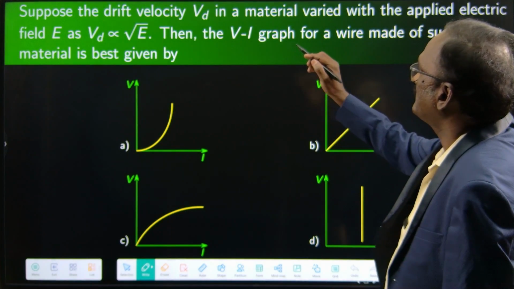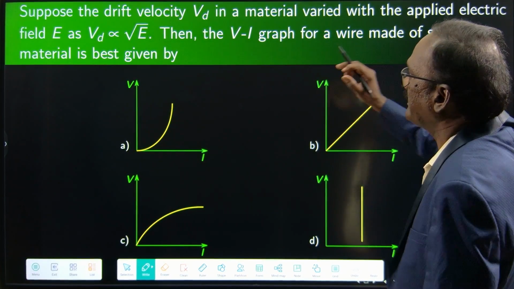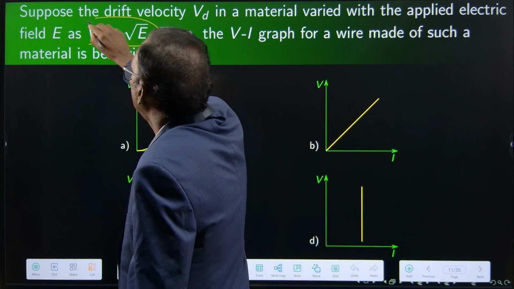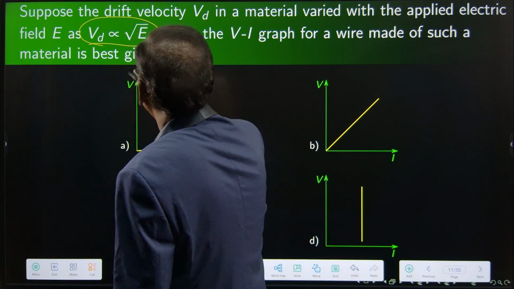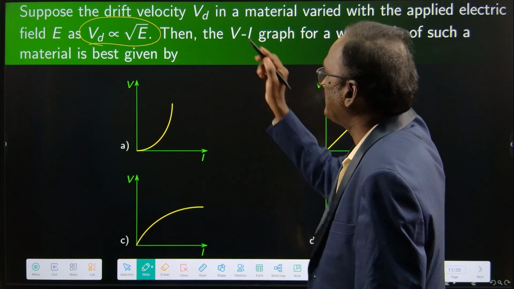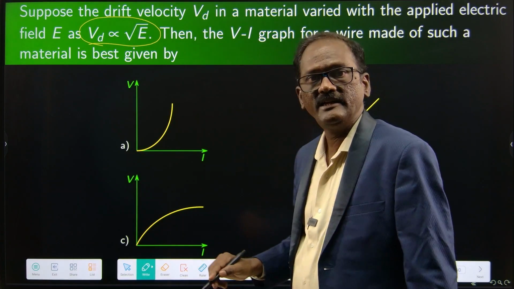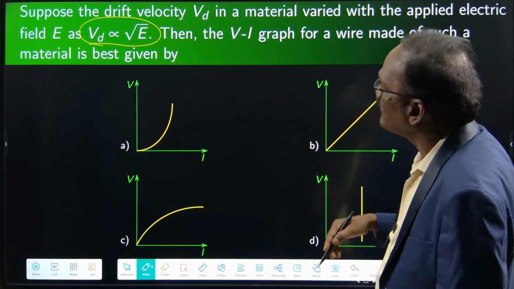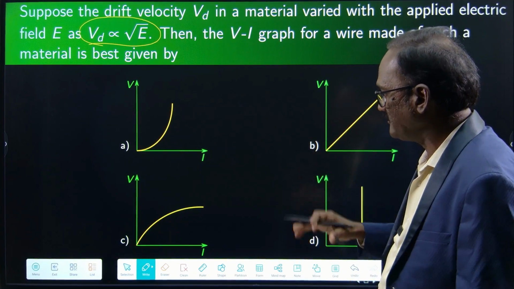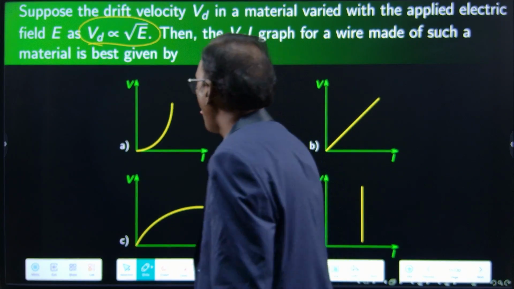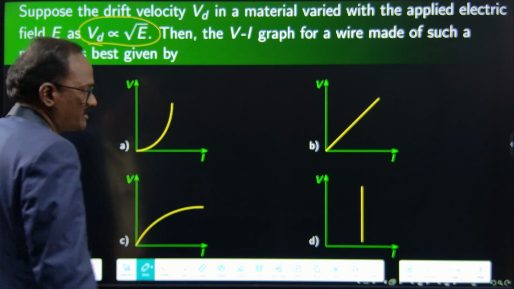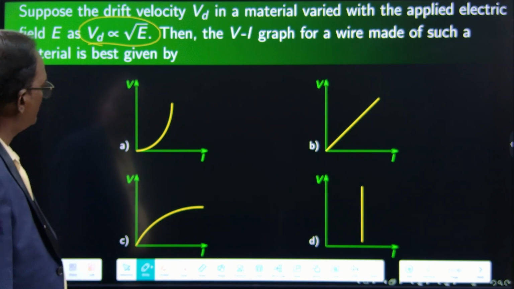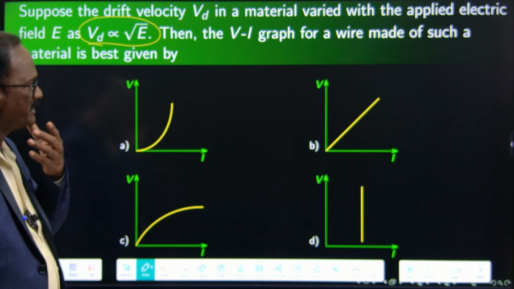Suppose the drift velocity Vd in a material varied with the applied electric field as Vd is proportional to square root E. This is the condition they are giving. Then the VI graph for a wire made of such a material is best given by. All the options are given in graphical manner. We have to find which one is best suited.